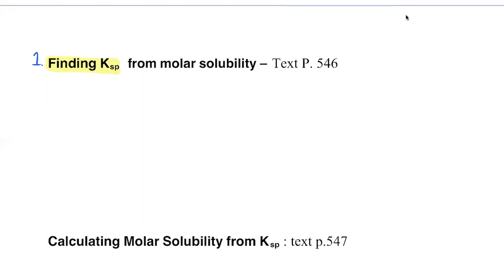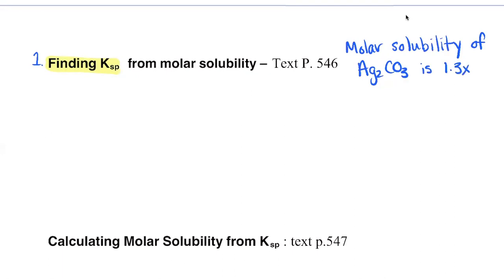We're going to do silver carbonate. So the molar solubility, which remember is in moles per liter, of silver carbonate, Ag2CO3, is 1.3 times 10 to the negative 4 moles per liter.